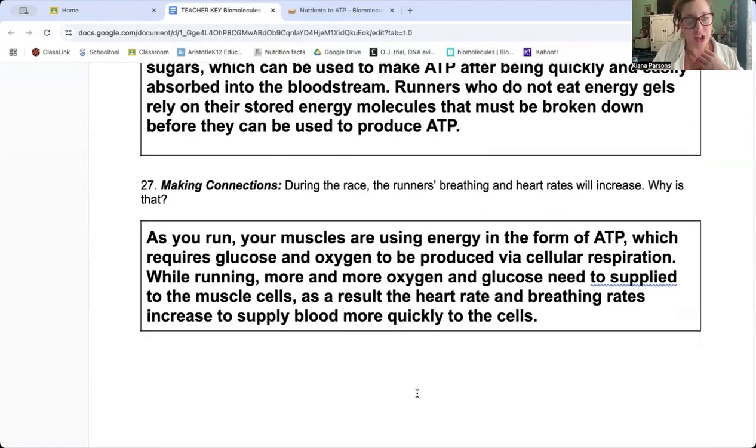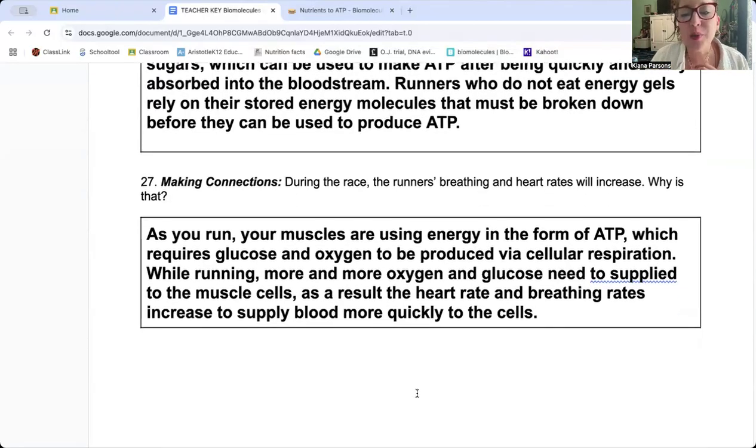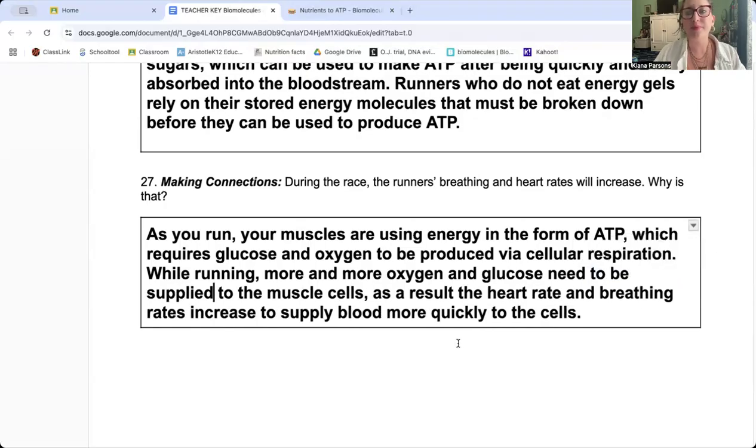So, our final question here: during the race, the runner's breathing and heart rates will increase. Why is that? As you run, your muscles are using energy in the form of ATP, which requires glucose and oxygen to be produced via cellular respiration. While running, more and more oxygen and glucose need to be supplied to the cells. As a result, the heart rate and breathing rates increase to supply blood more quickly to the cells. There we are.